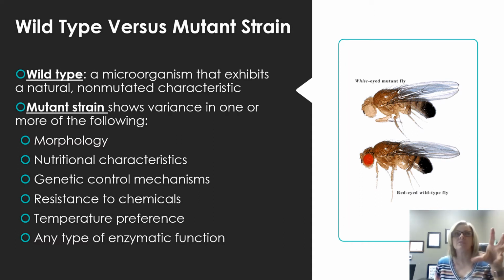Morphology, remember, morph doesn't mean change, it means physical structure. It can be a change in nutritional characteristics, being able to use or not use a certain sugar. A change in the way that you control your genetic control mechanisms, how we actually turn things on and off. It can be resistance to certain chemicals like antibiotic resistance, temperature preferences, or any type of enzyme functions.